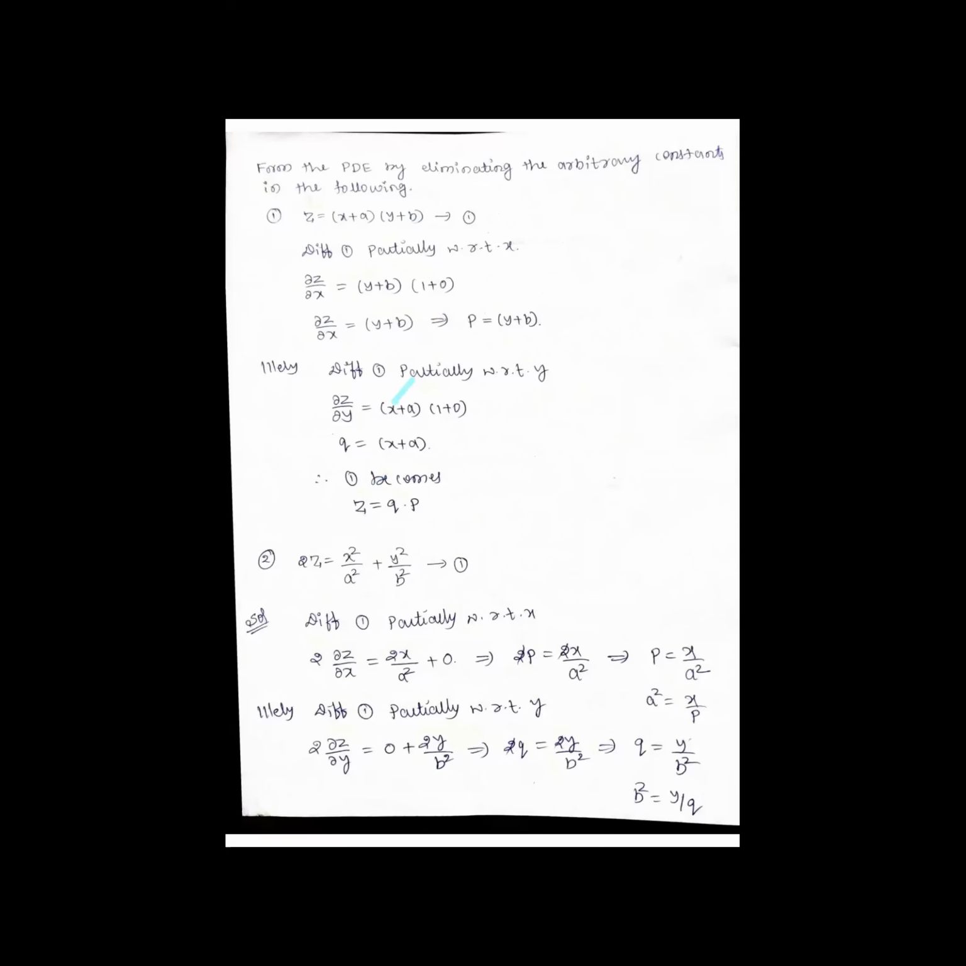See here what I said: form the PDE. We have to form the PDE in such a way that we eliminate the arbitrary constants. Here in the given equation, a and b are arbitrary constants. So I have eliminated them.